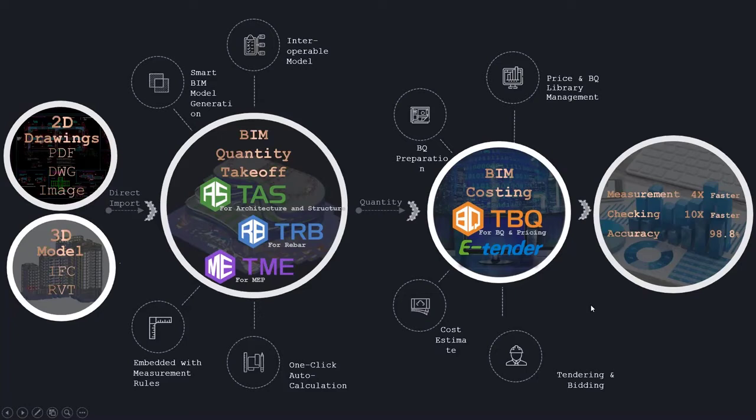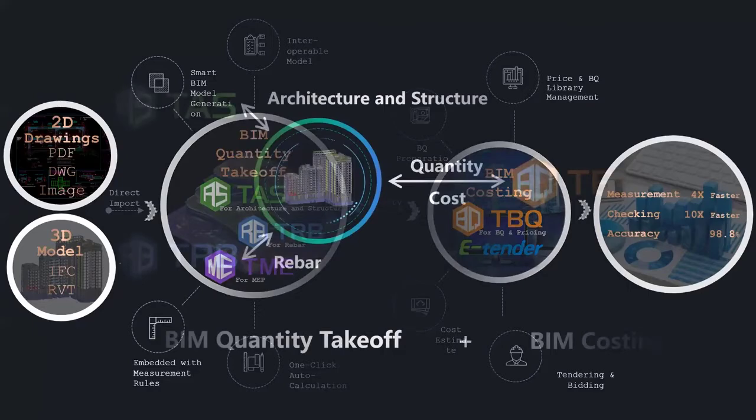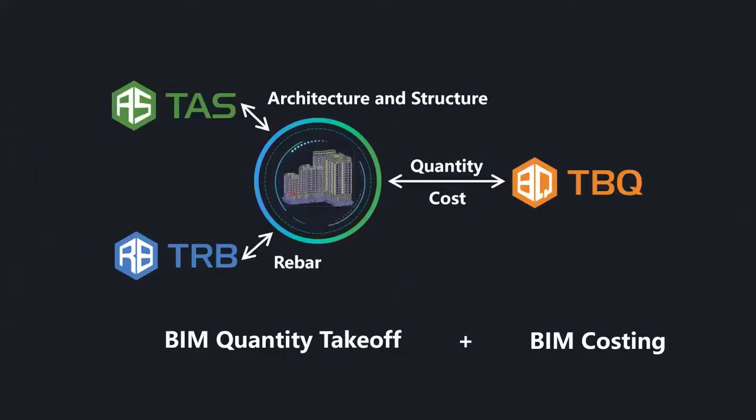And benefit-wise, what we are obtaining throughout this process is we are doing the measurement 4 times faster than traditional measurement, and that has been backed by different case studies. And then you have checking result, which is again 10 times faster than just traditional checking of quantities when you present to someone. And then you have accuracy level, which is 98.8%. Okay, so TAS, TRB, both of the softwares working together and giving us quantities and fitting it into the estimation software TBQ. So that's quantity takeoff and BIM costing integrating together and making it 5D.